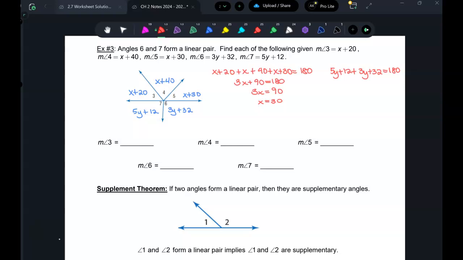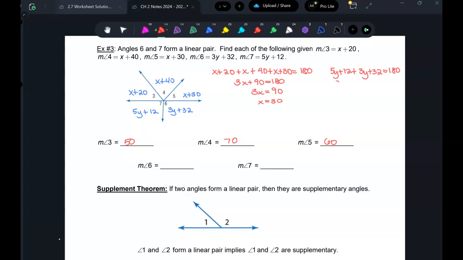Okay, so that makes angle 3 50. Angle 4 is going to be 40 plus 30, which is 70. And lastly, angle 5 is 30 plus 30, 60. We can do a quick check if we add those three angles. Does that give us 180? Good. Okay, let's check y.